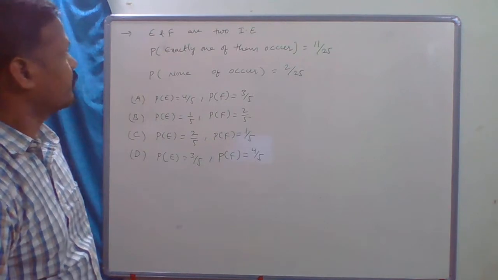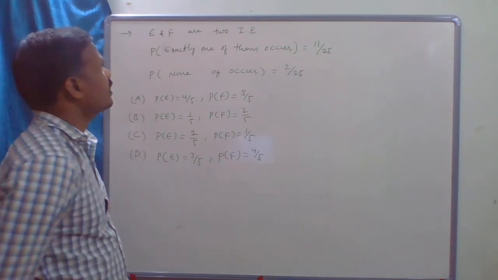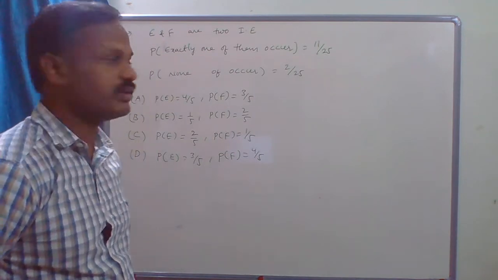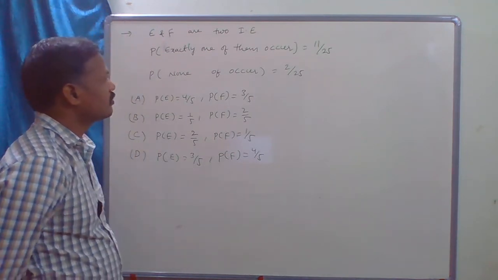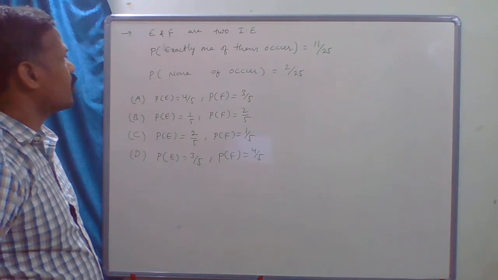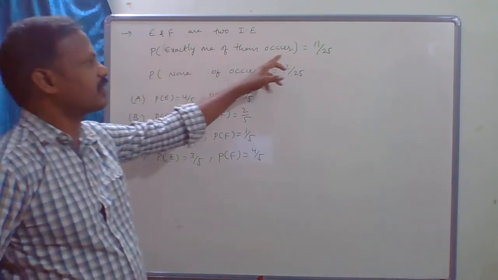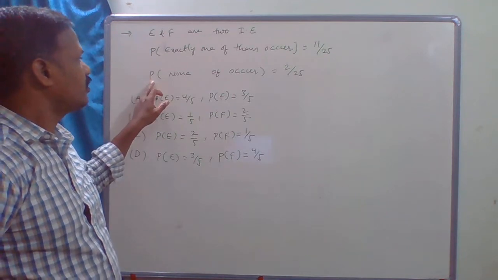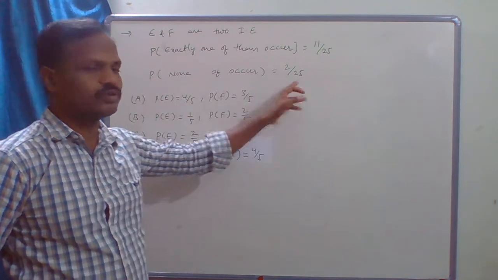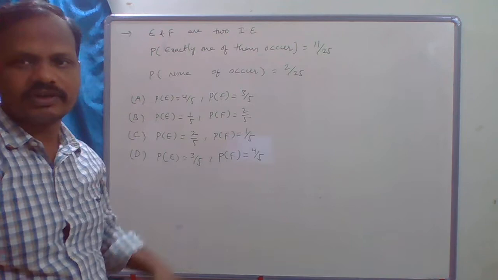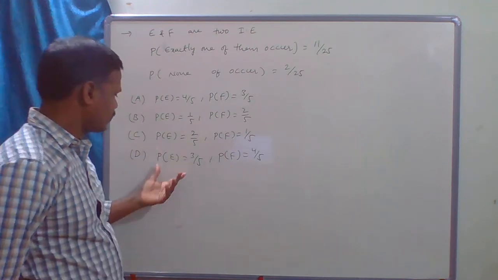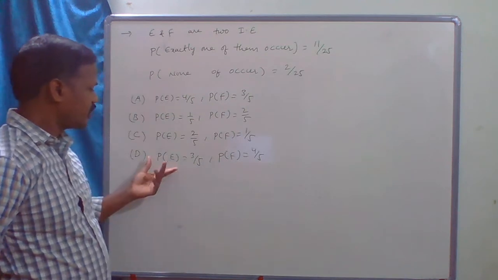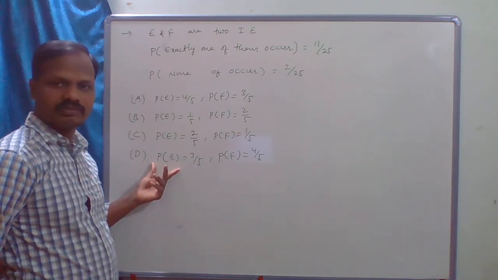Okay, so next problem. So E and F are two independent events. Then the probability of exactly one of them occurring is 11 by 25. And probability of none of them occurring is 2 by 25. So this is the given information. Now which of the following statements is correct? So here you have to find the probability of E and probability of F.